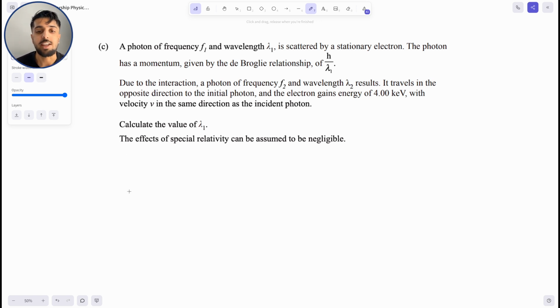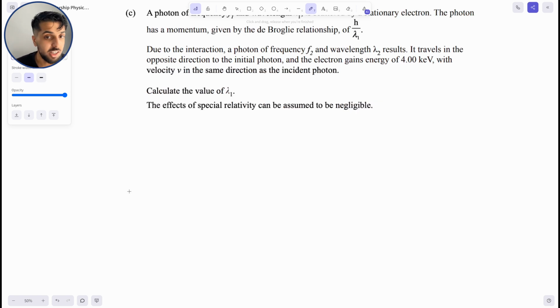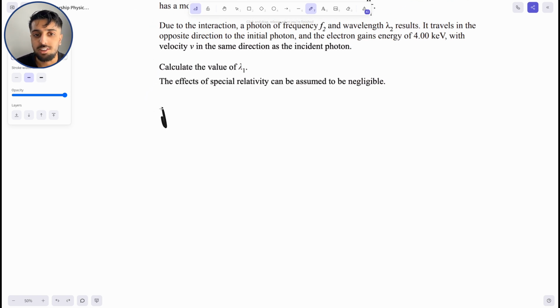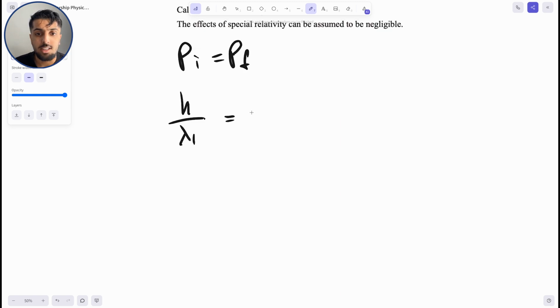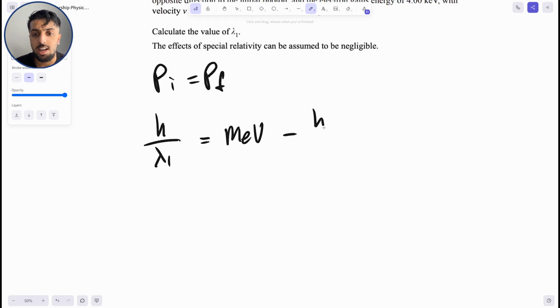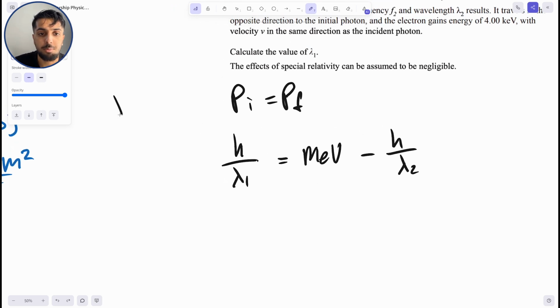So this is another conservation of momentum and conservation of energy question. Starting off with our conservation of momentum, we know that the momentum initially must equal the momentum finally. The momentum initially is just h over lambda1, and that's equal to the mass of the electron times its velocity minus h over lambda2. Now this comes from p equals mv, so standard stuff.